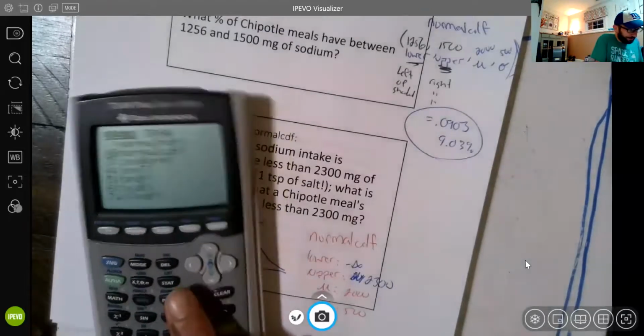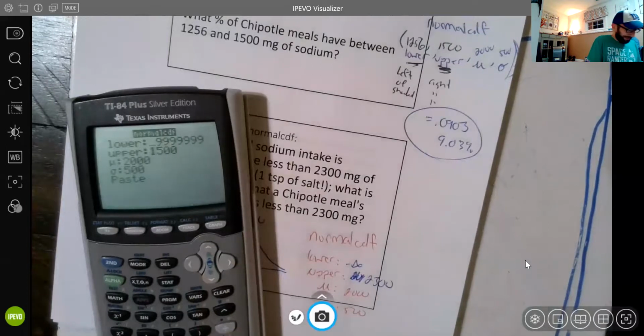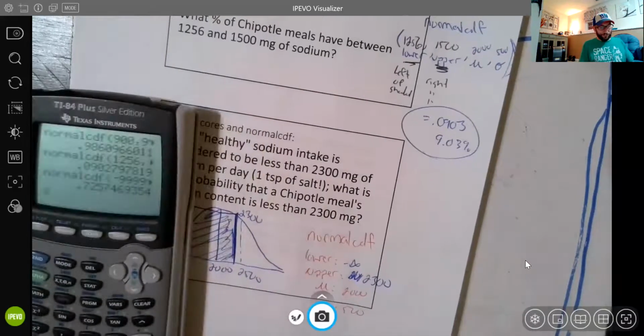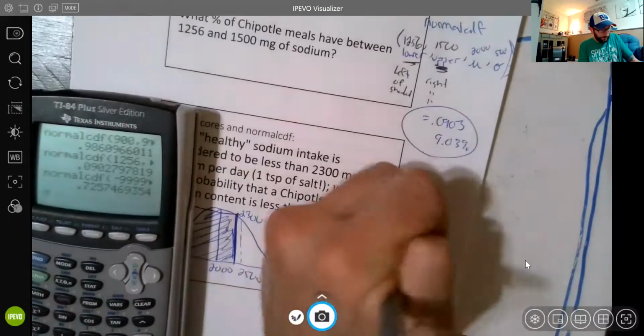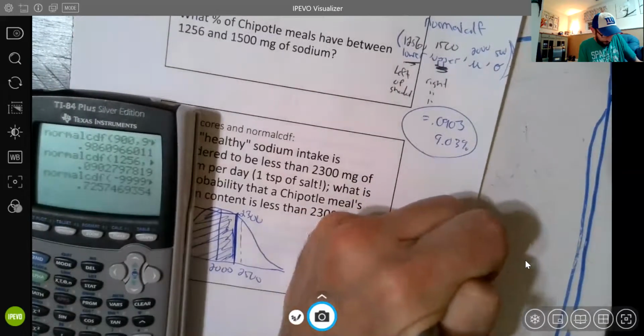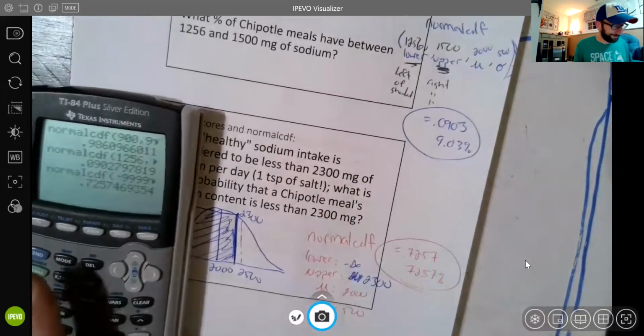Normalcdf, negative infinity, so a bunch of 9s, 2,300. 72.57%. Less than 84 as expected.